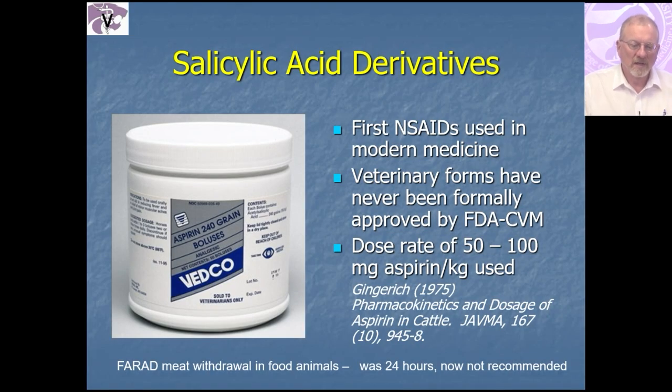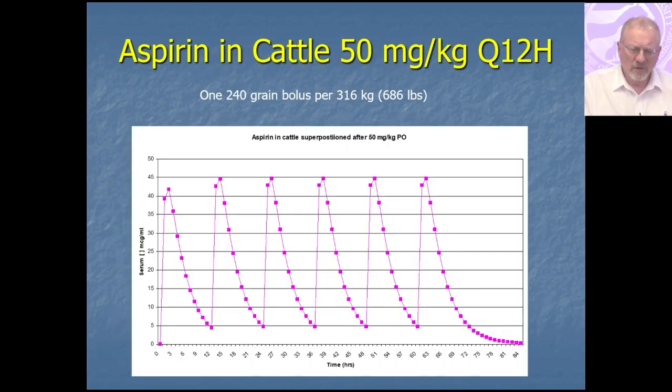So when we look at the salicylic acid derivatives, they were the first NSAIDs used in modern medicine. And again, veterinary forms have never been formally approved by the FDA CVM. Common dose rates are 50 to 100 milligrams of aspirin per kilogram. And one of the things I wanted to address, before we get too wrapped around the axle, is actually looking at how effective it is, right? So we look at this 50 mg per kilogram Q12H, which would be a pretty low dose. That's one 240 grain bolus per 686 pounds. I think it would be a lot less than people have used in the past.